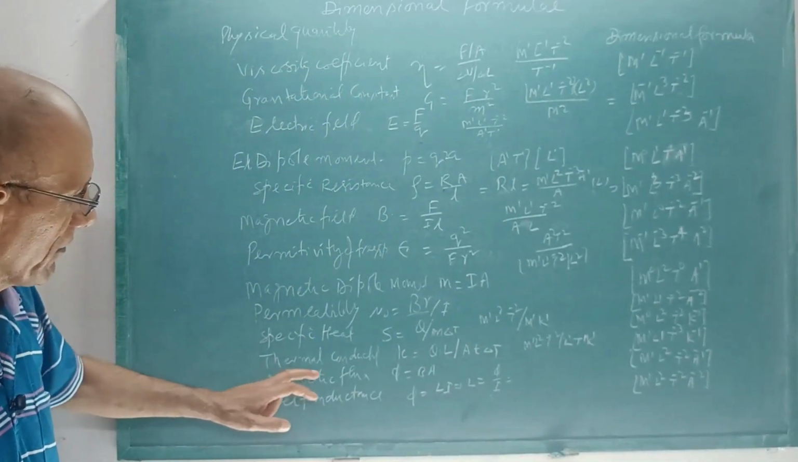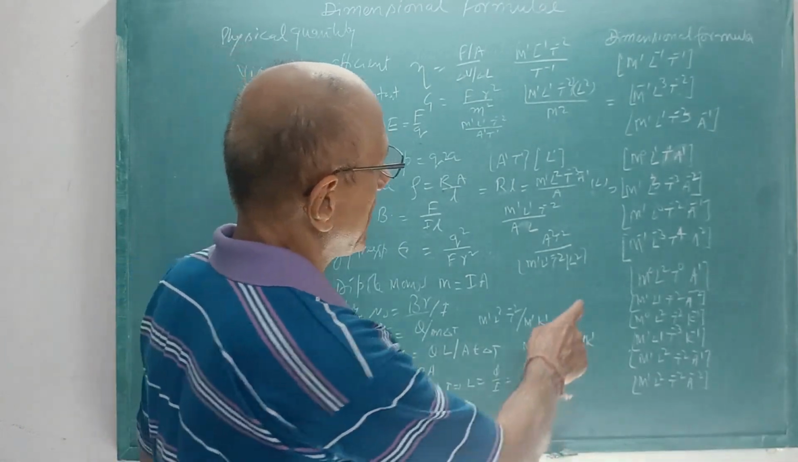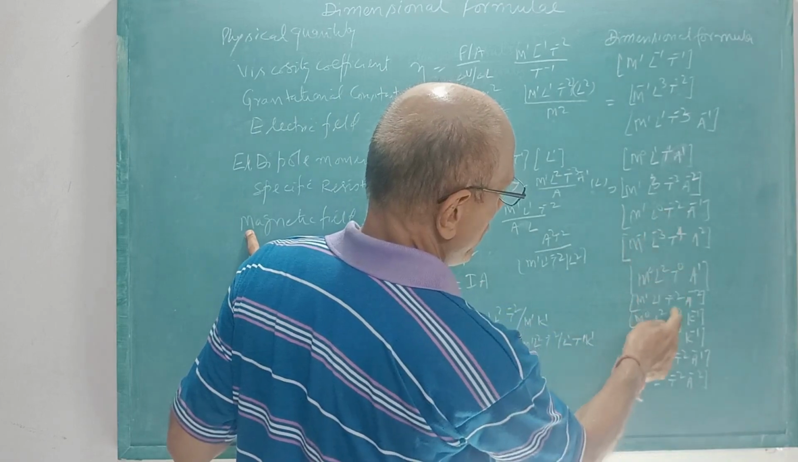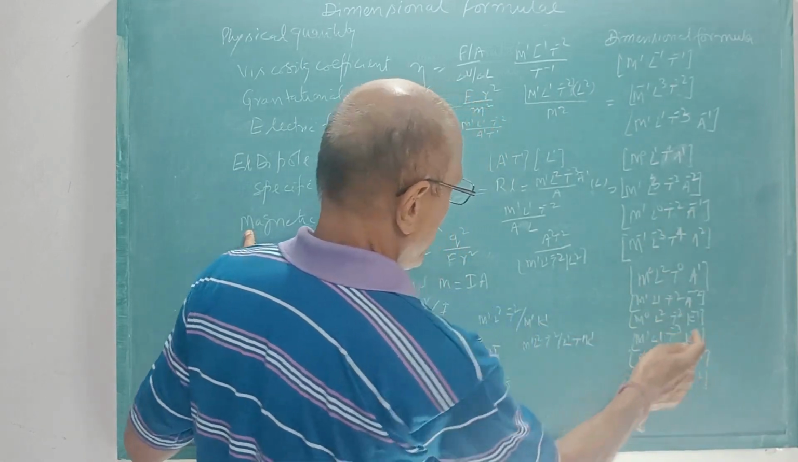Now we can get magnetic flux phi is equal to B into area. So magnetic field into area, that means M1 L0 into L square, then L square, T remains minus 2 and A remains minus 1.